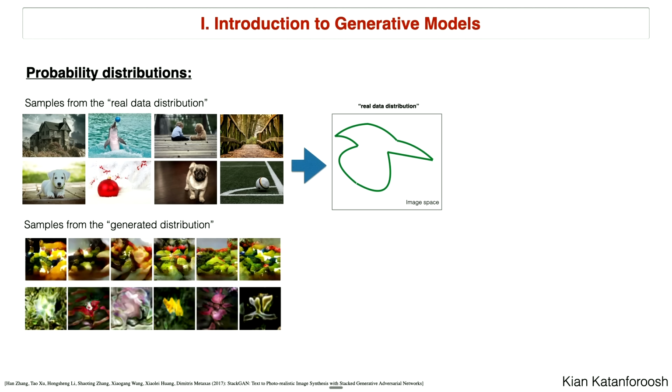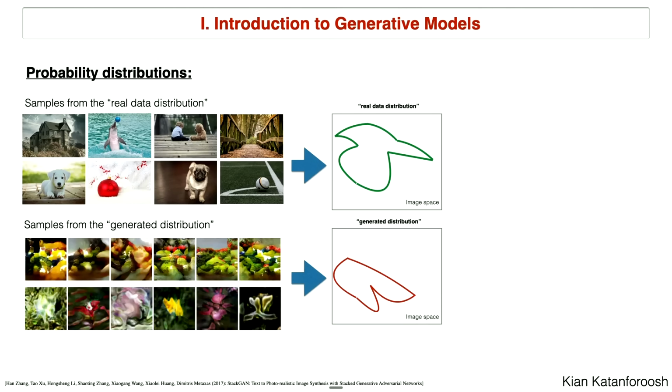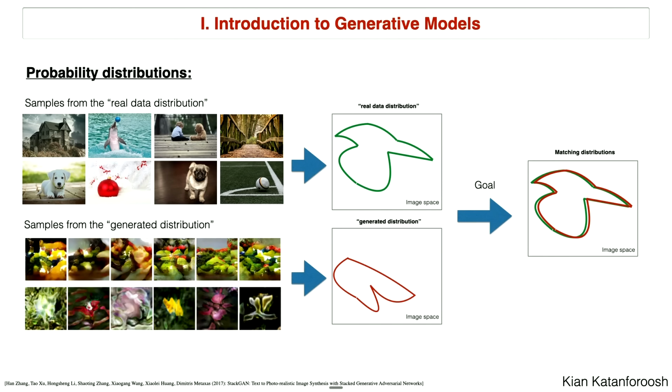And then you have another sample from the generated distribution. So let's say our models have generated these images. They look like they could be real, but not really. And if you actually plot the data distribution, the generated distribution might look like this. Those 2 distributions do not match. So our model is not good yet at generating images.